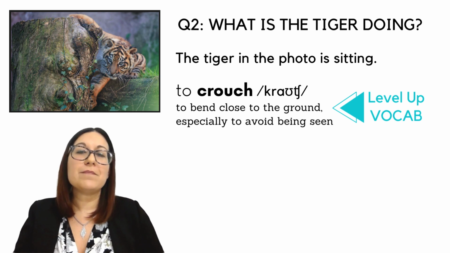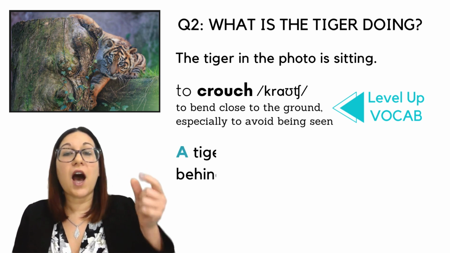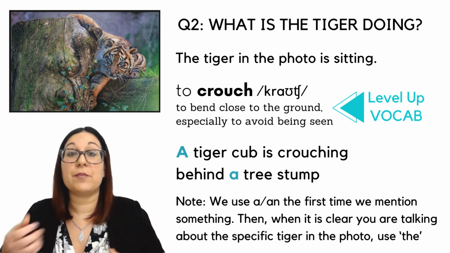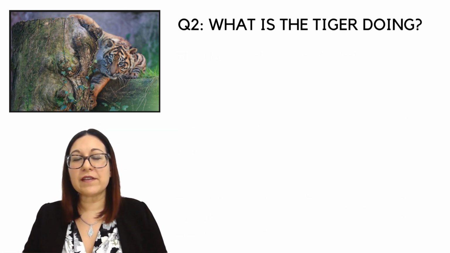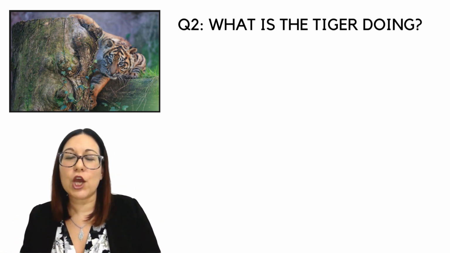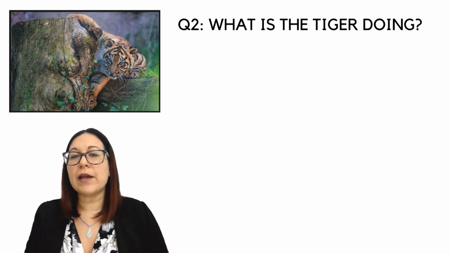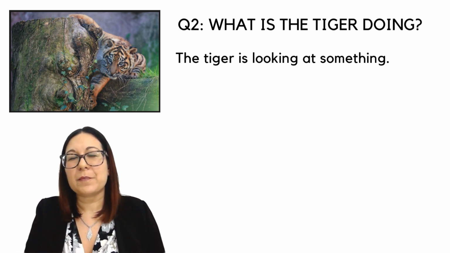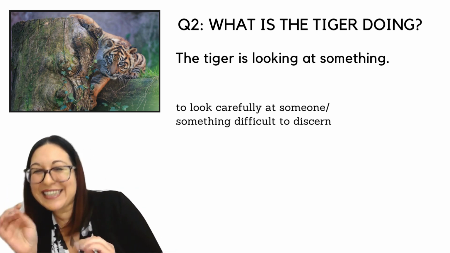Now, there are many tiger cubs in the world, so we're going to say a tiger cub is crouching behind a tree stump because there are many tree stumps in the world. But instead of focusing on that positioning of the tiger and how it's sitting, we can really see those tiger eyes. And we might want to say it's looking at something. But it seems to be trying to look around the tree in kind of a sneaky way.